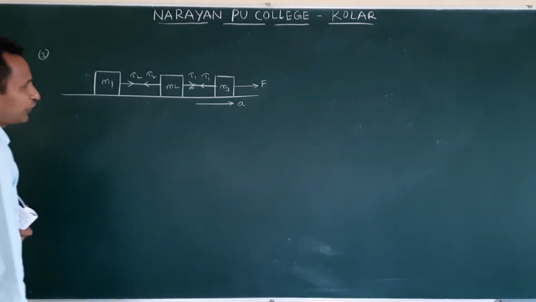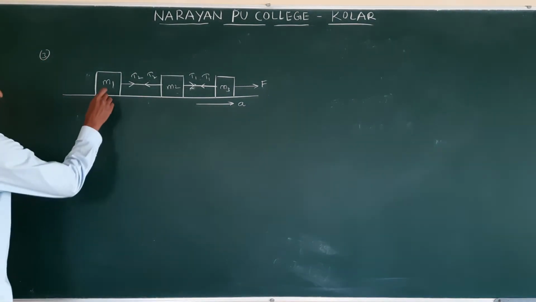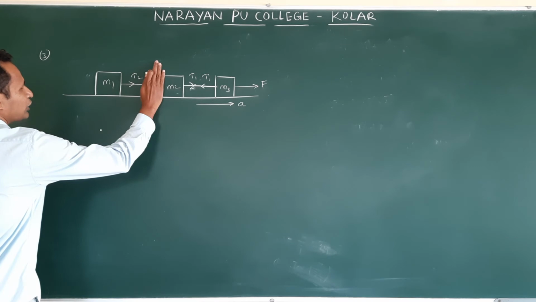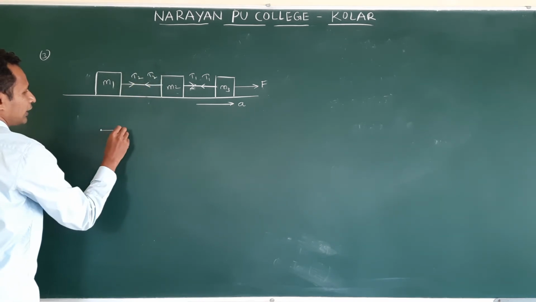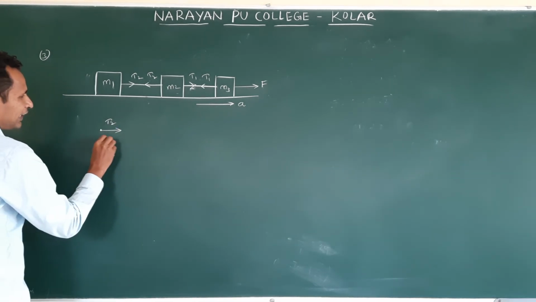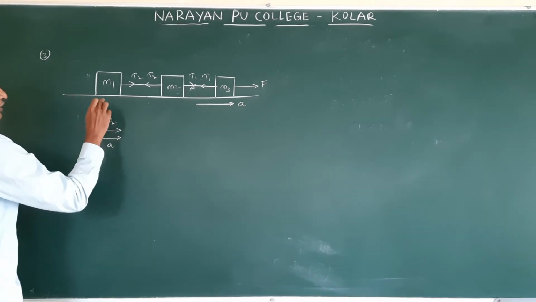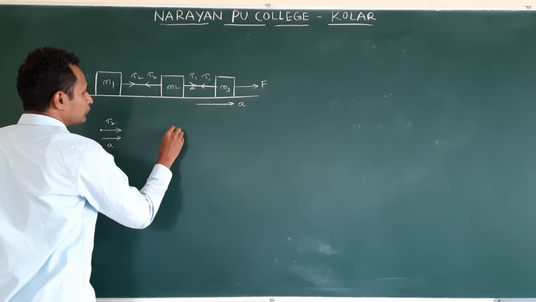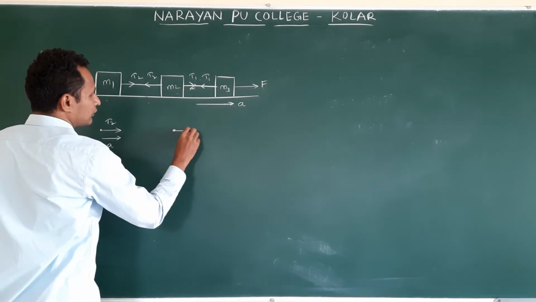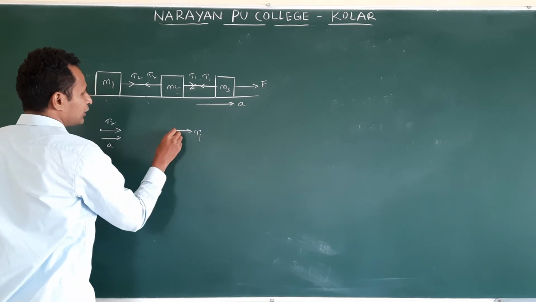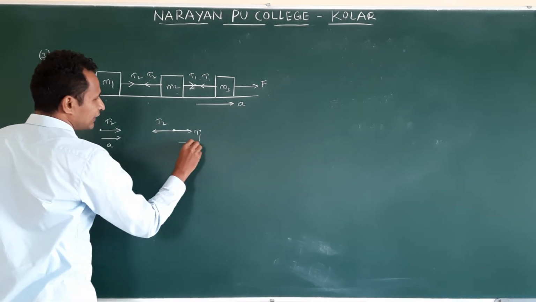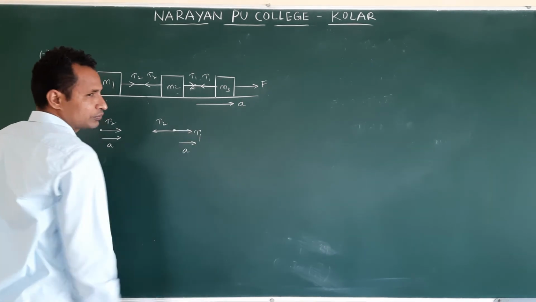Now draw the free body diagram for each block. For this, we are talking only about M1. On M1, which force is acting? Only T2 is acting. What is the acceleration in the direction of T2? This is for M2. One tension, T1, is acting in this direction, and T2 is acting in this direction. What is the acceleration direction? In the direction of T1.